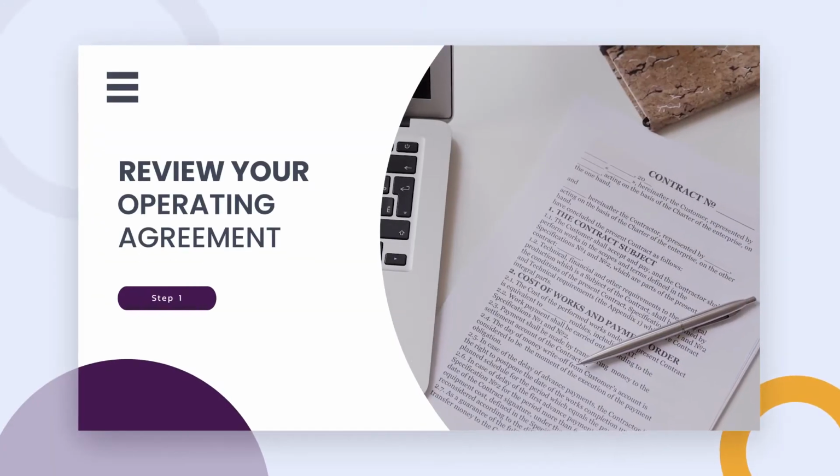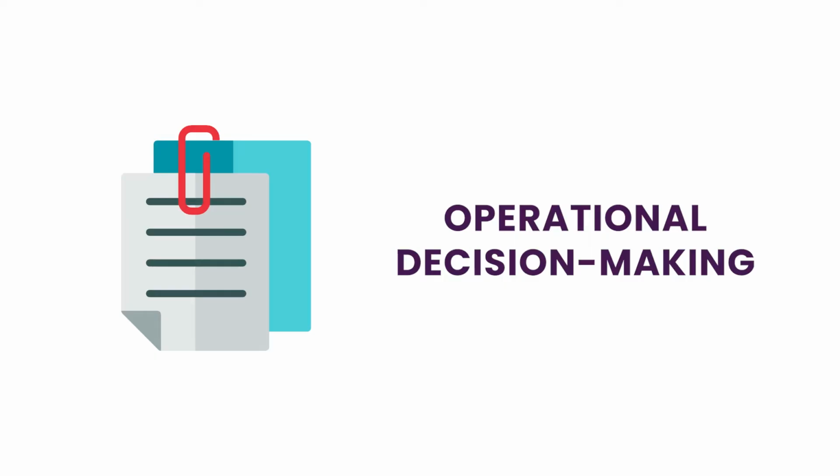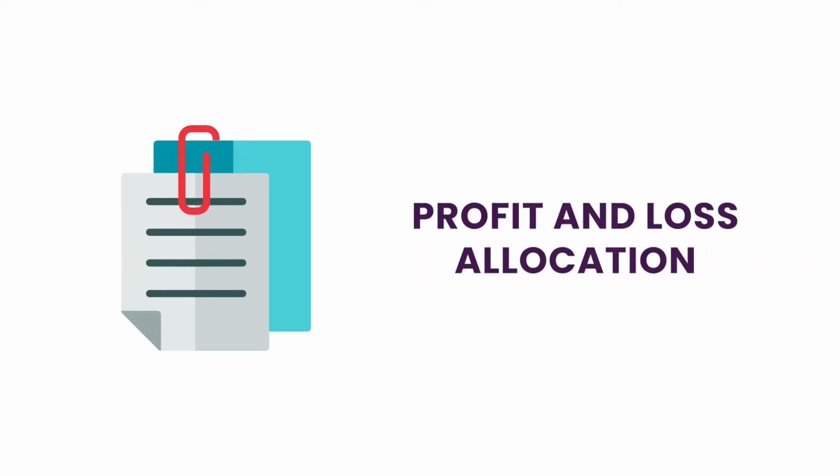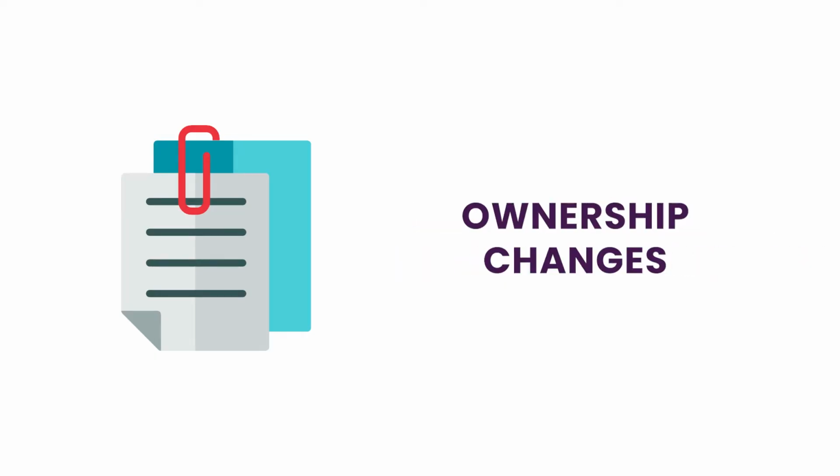First, you'll need to review your operating agreement. This is an excellent time to create one if you don't have one. The operating agreement will govern the internal operation and management of the company. It covers operational decision-making, expansion, profit and loss allocation, and ownership changes.